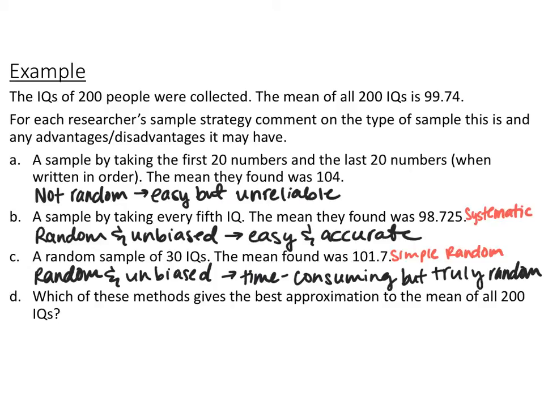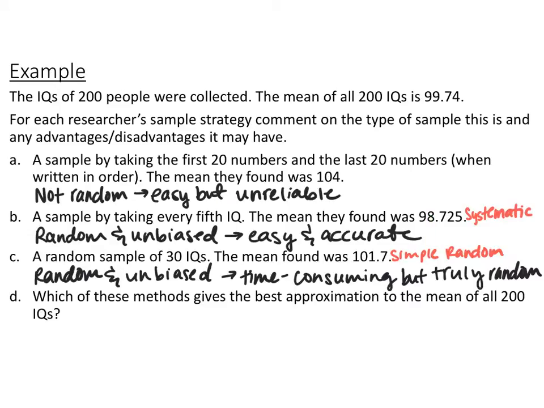For B, a sample of every 5th IQ was taken. They found the mean to be 98.725. This is the systematic sampling. It's random and unbiased, and it's pretty easy. You just have to pick your starting point and go through, and it ended up being a very accurate representation of the overall mean of the population.